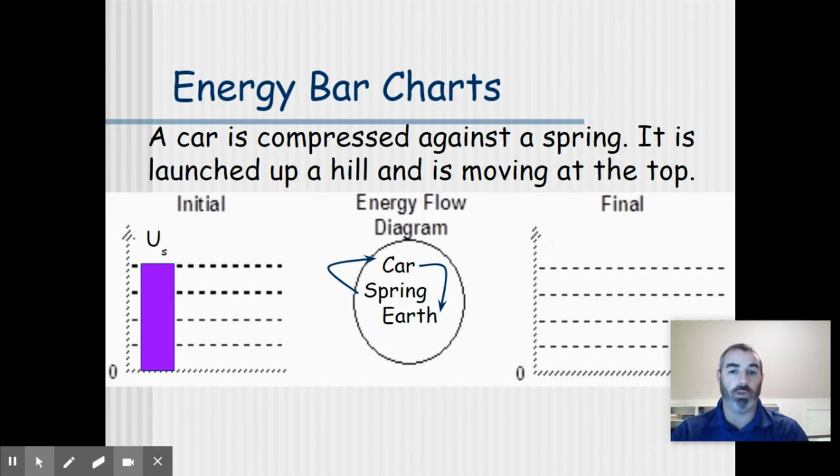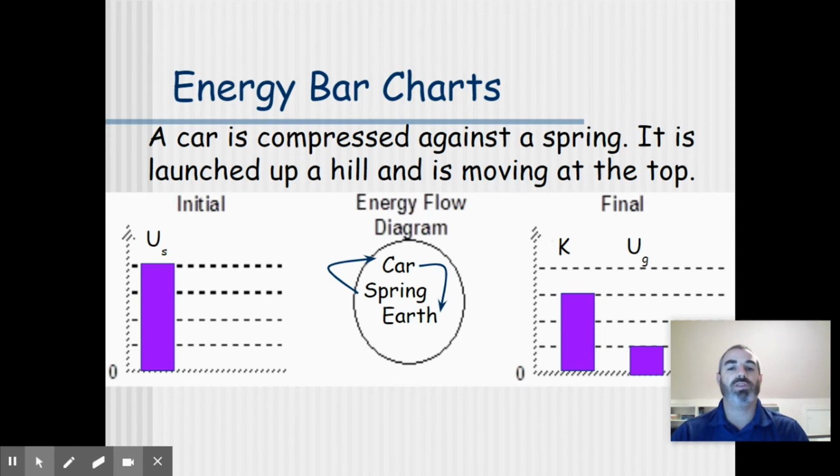Well, yes, the car's still moving. It tells us that in the problem, that it's still moving at the top. Is the spring still stretched or compressed? The answer is no. The spring's no longer stretched or compressed. So I have two types of energy that I need to represent. So I can see that I'm going to represent kinetic energy and gravitational energy.